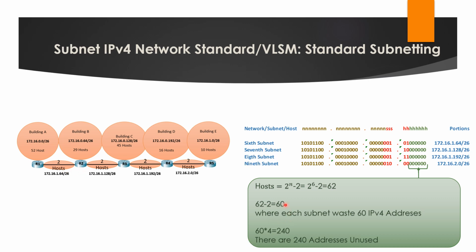So with this, we will have 60 IPv4 addresses wasted per subnet. And since there are 4 subnets, we will have 240 IPv4 addresses unused that cannot be used in the future, since between site-to-site connections we will need only 2 IPv4 address hosts.